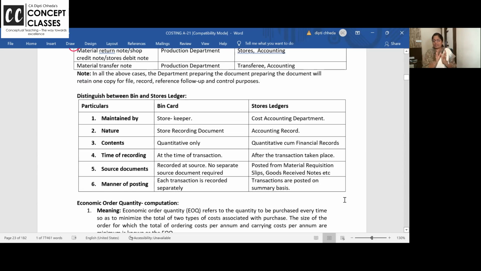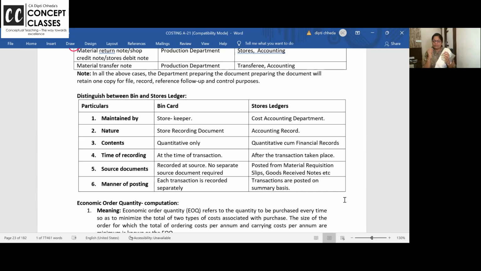Now many times a theory question is asked in exam: distinguish between bin card and stores ledger. I'm discussing the theory also as and when it is coming. So bin card is basically the card attached to that godown or the pile. You remove 2 items, -2. You add +5. So if you see the bin card, you will get the quantity details.